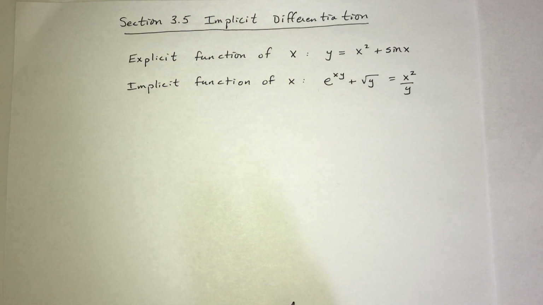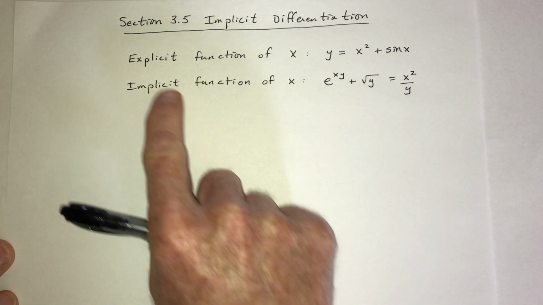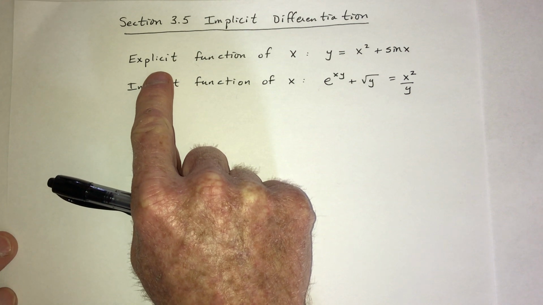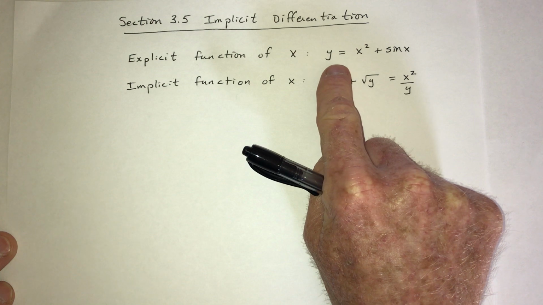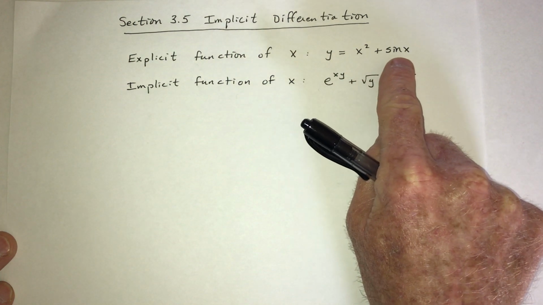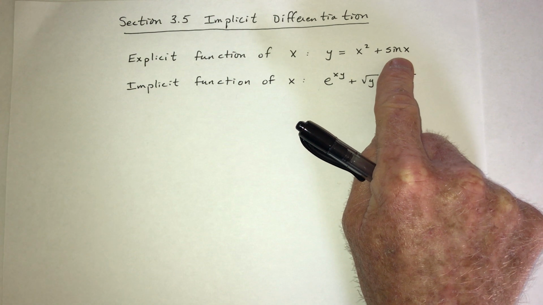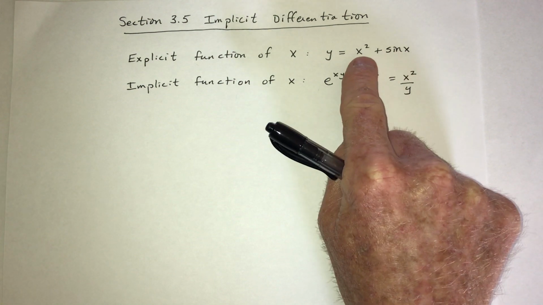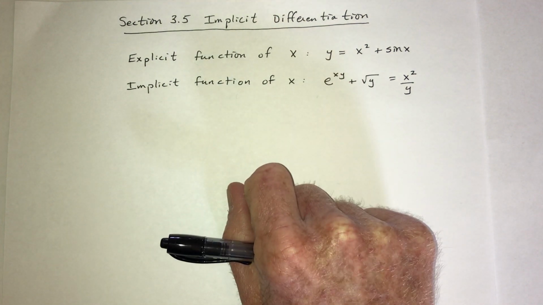Section 3.5 is sort of long, so I'm actually going to break this up into two videos. The first part is implicit differentiation. Quite often we work with functions that are explicit functions of x. For example, this one says y equals, and then here is the function of x. If you give me a value for x equals 1, I can just plug it in, put that in a calculator, and then I can tell you what y equals.